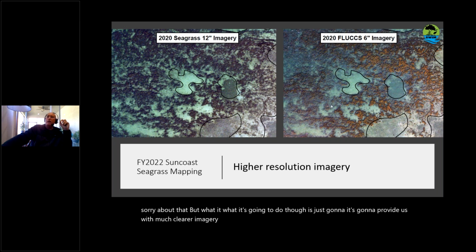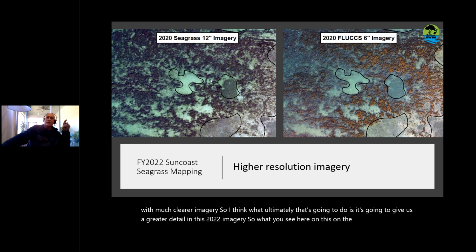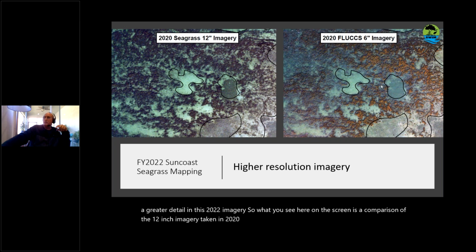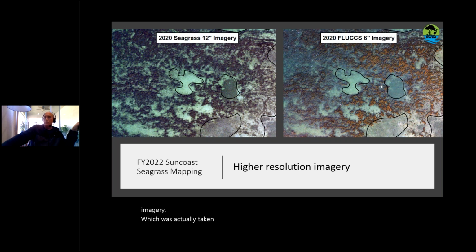What it's going to do though is provide us with much clearer imagery. So I think ultimately that's going to give us greater detail in this 2022 imagery. What you see here on the screen is a comparison of the 12-inch imagery taken in 2020 in the same area with 6-inch imagery, which was actually taken from our digital orthoquad imagery that we fly every few years.